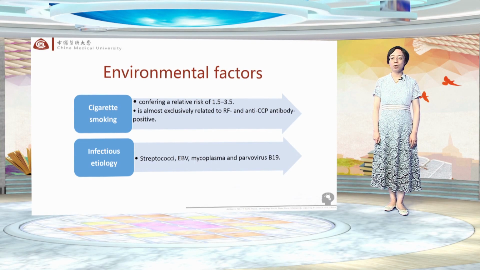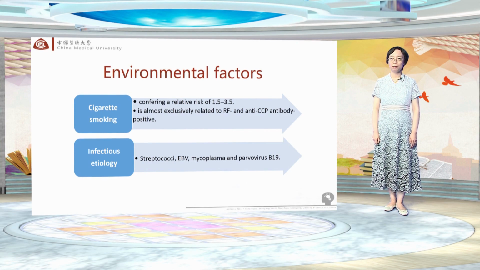Moreover, the risk from smoking is almost exclusively related to RF and anti-CCP antibody-positive disease. In 1931, the sera from patients with RA were found to agglutinate strains of streptococci. After the discovery, researchers began to aggressively seek an infectious etiology for RA. Certain viruses such as EBV, mycoplasma, and parvovirus B19.